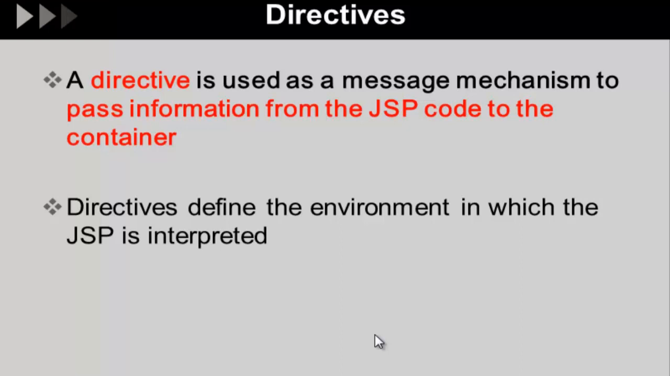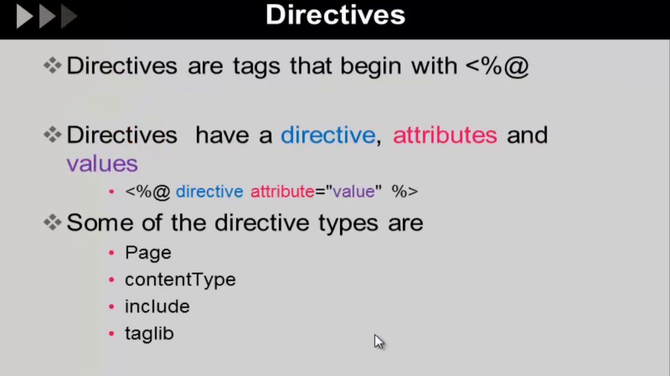What are these directives and why are they required? They are used to send information to the container, how to treat them. So the general syntax for the directives is <%@ followed by the name of the directive and the parameters which are sent in the form of key value pairs. So a key corresponding to that, a value.